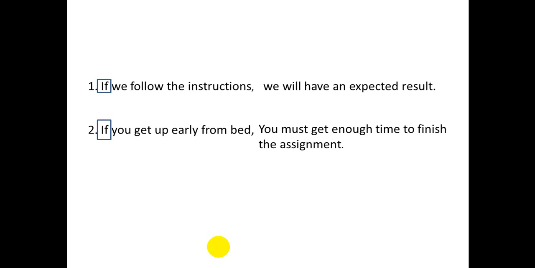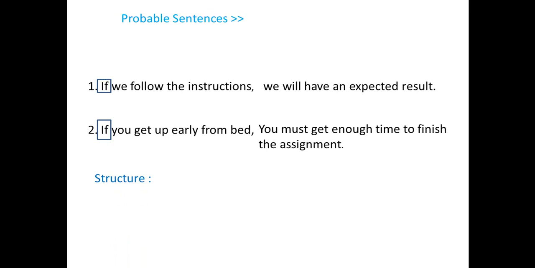The presence of if tells about the condition. It means if we follow the instructions, we will have an expected result. If we don't follow the instructions, we won't have an expected result. And the same sort of message is conveyed by the second sentence, and that is why the sentences are called probable sentences, because the probability of the main action depends on following the instructions.